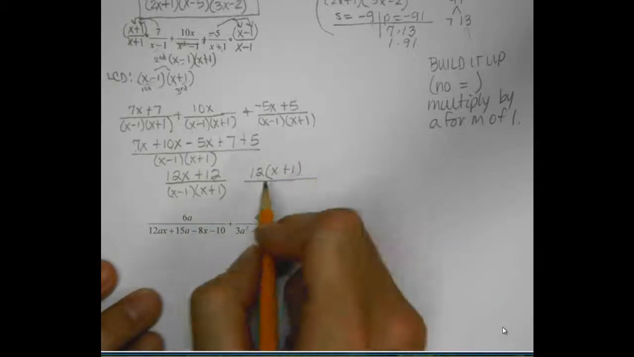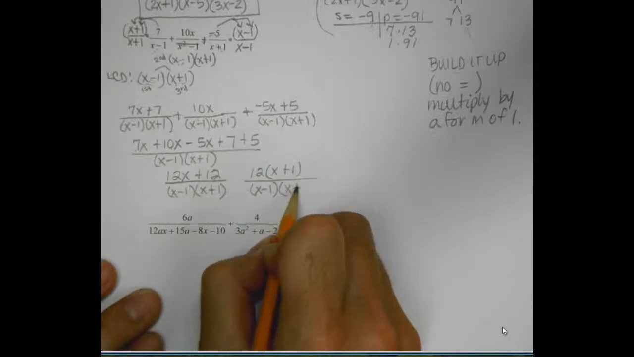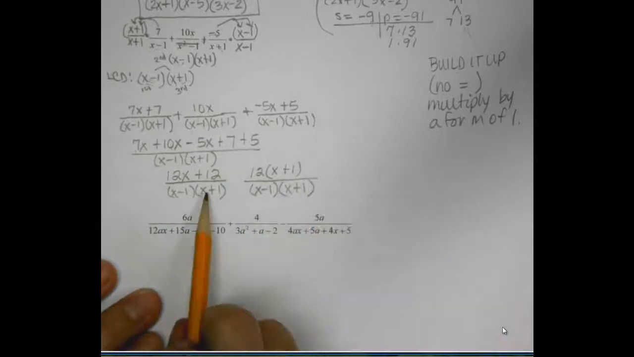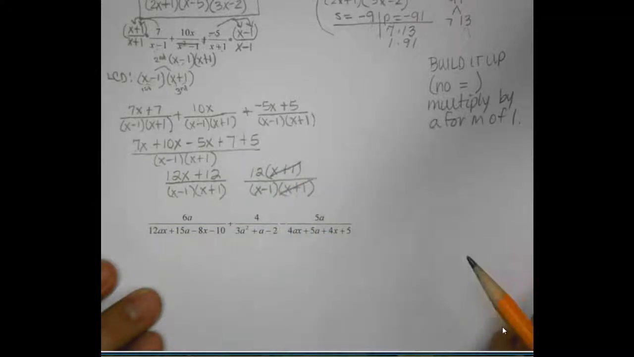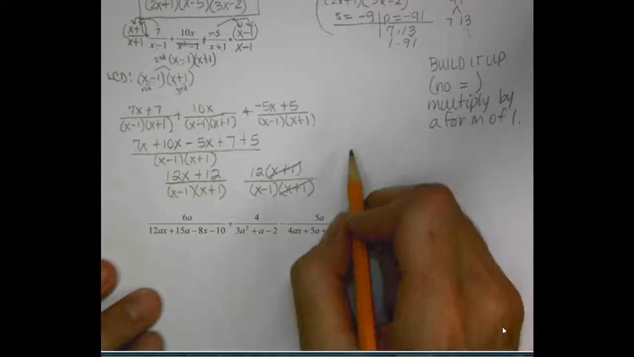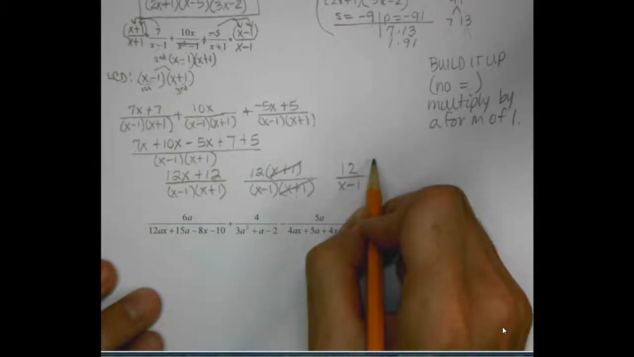And that's a thing of beauty because now my denominator has a matching factor of x plus 1 right there that I can reduce, because that's just a form of 1, x plus 1 over itself. And that makes my reduced answer 12 over x minus 1.